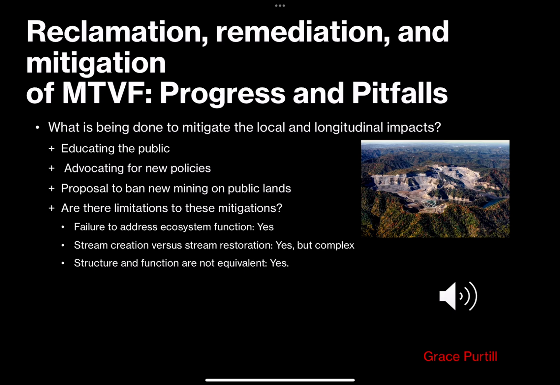There are limitations on the failure to address ecosystem functions, as creating or restoring streams does not fully restore the complexity of the ecosystem and how it functions. There are also limitations on stream creation versus stream restoration, as it is beneficial to create new streams, but effort should be focused on restoring streams to normal elemental compounds, including the pH balance. And finally, the structure and function are not equivalent because the structure in the stream may not function the same ever again.